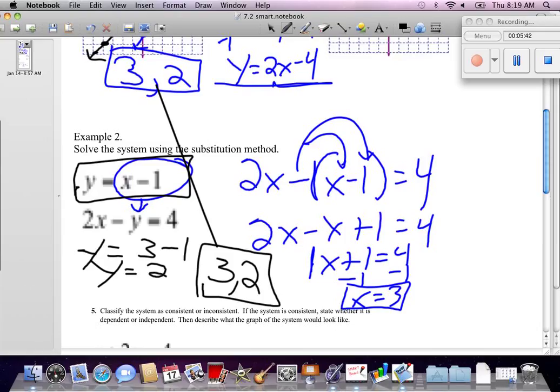What's your question, Jasmine? I'm confused. Are you asking me if I'm going to give you these two lines and tell you what the point is? No, I'm asking if, like, are you going to give, like, the X and the Y and then so check? No. This is not a check. This is just showing that if you do it either way, you get the same answer. Yes, Josh?